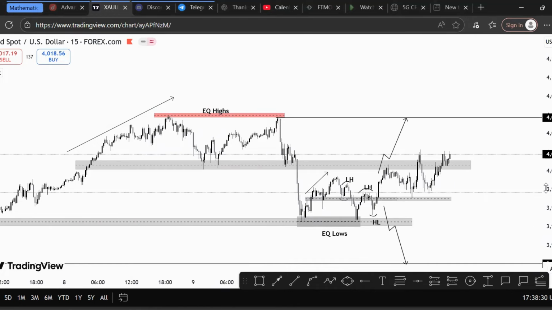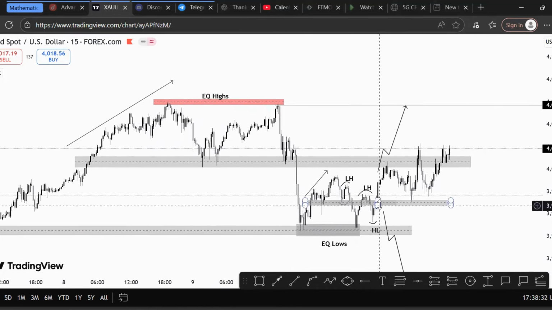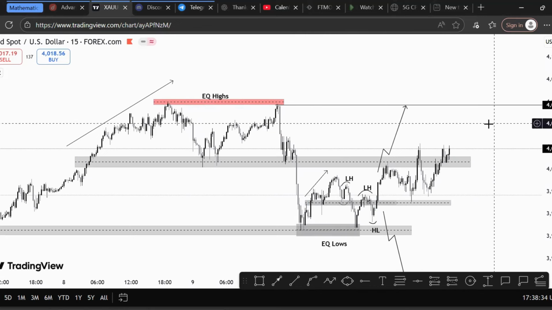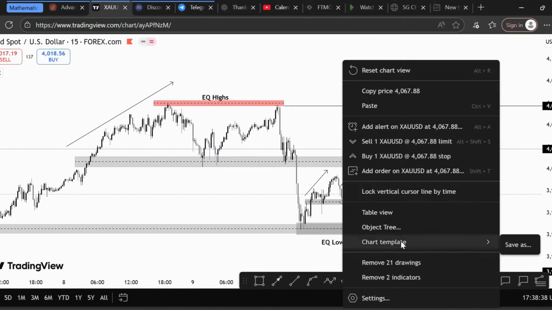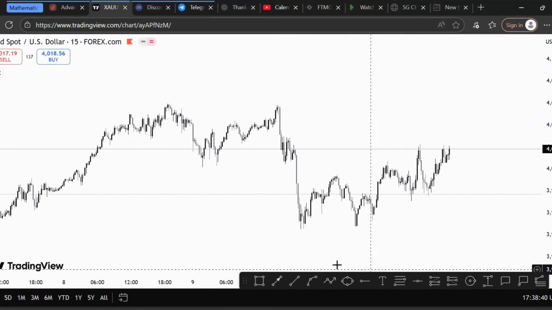These analyses were made last week Friday, in terms of what we expect to see the market doing. You get what I'm saying? So based on the levels that we have, right? But I'm just going to go ahead and delete everything that we have here.